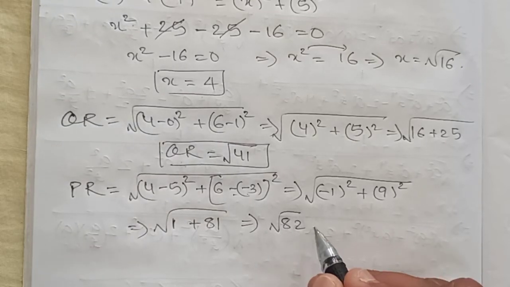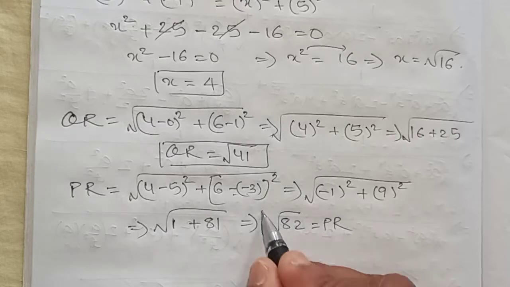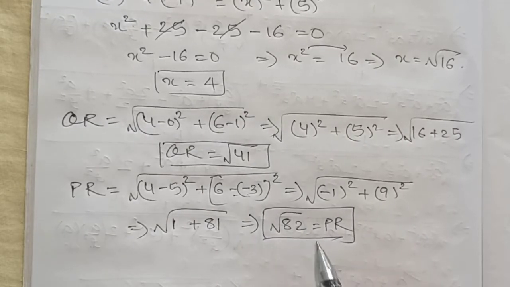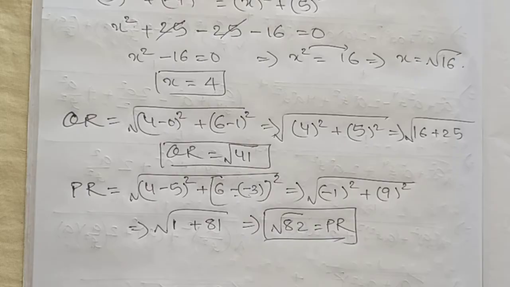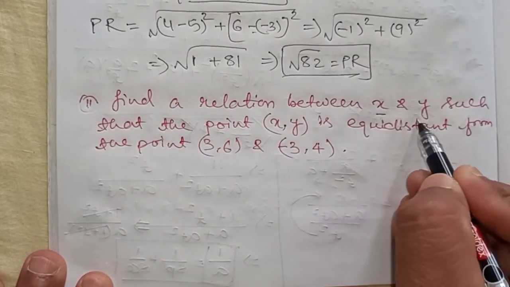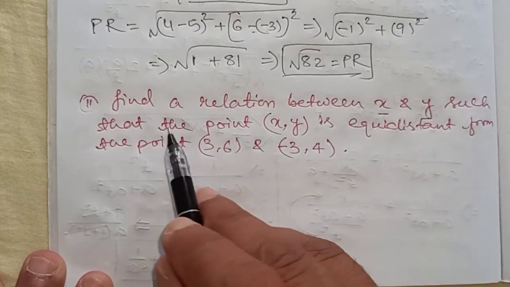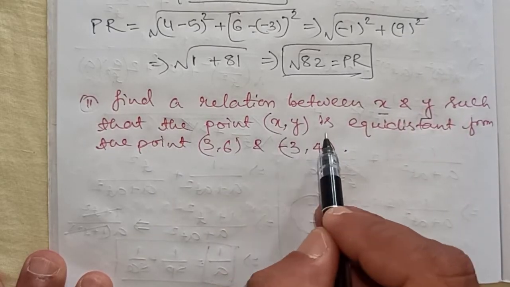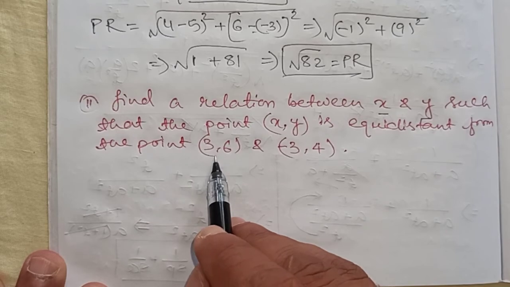Square root of 82. This is the value for PR. This is the distance of PR. Okay, next question. In question number 11 it is given, find a relation between x and y such that the point x, y is equidistant from the points (3, 6) and (-3, 4).